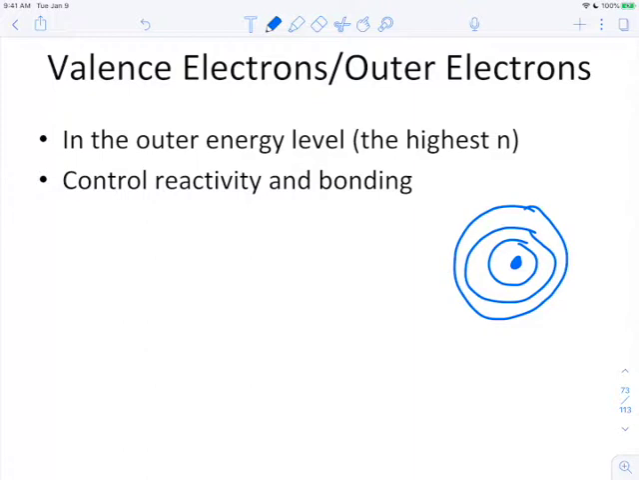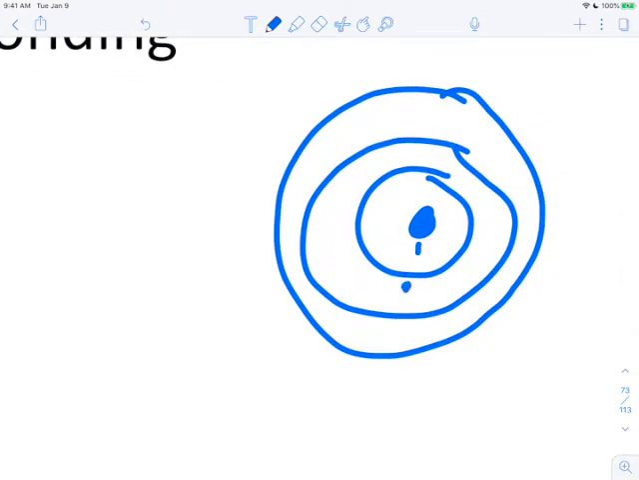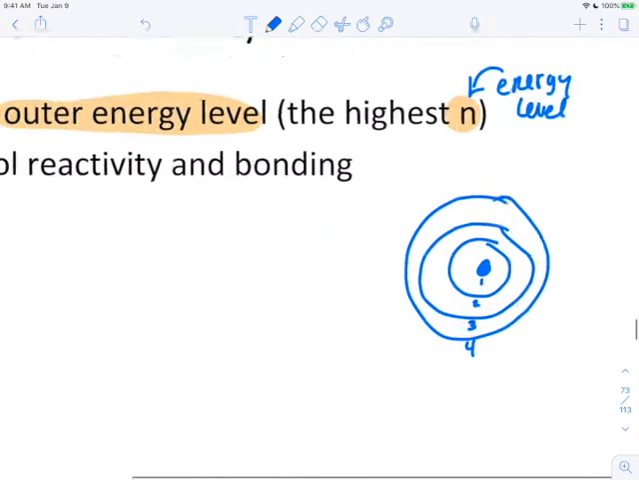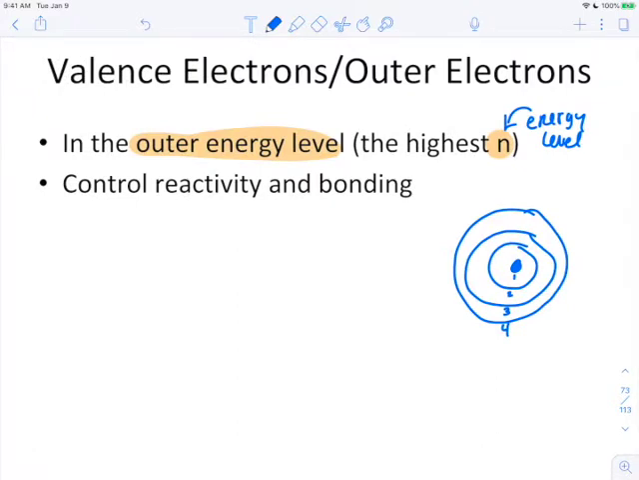They control reactivity and bonding. So if any electron is going to be lost, it's going to be lost from the valence electrons. If it's going to gain an electron, it's going to be put into the valence electron shell. So it's always the outer electrons that we care about. And here it says the highest n, where n is the energy level. So n would be 1, 2, 3, 4, and so on. n is that energy level. So any questions on anything here?